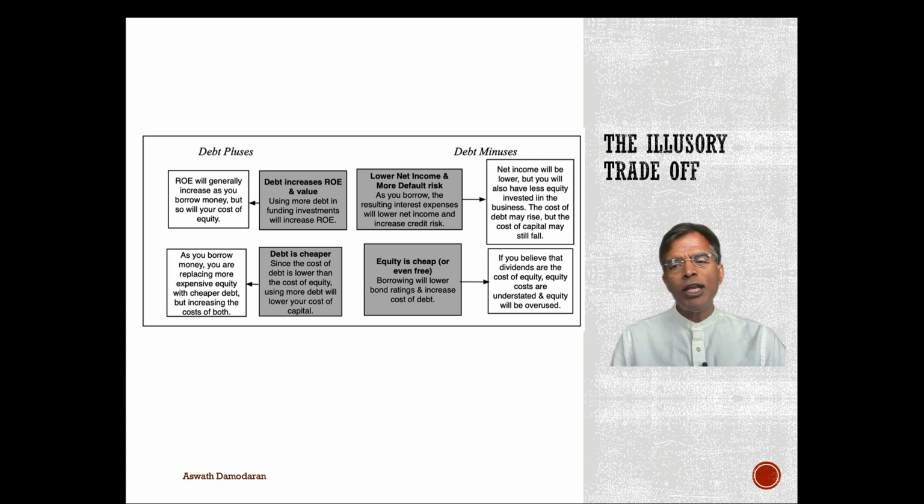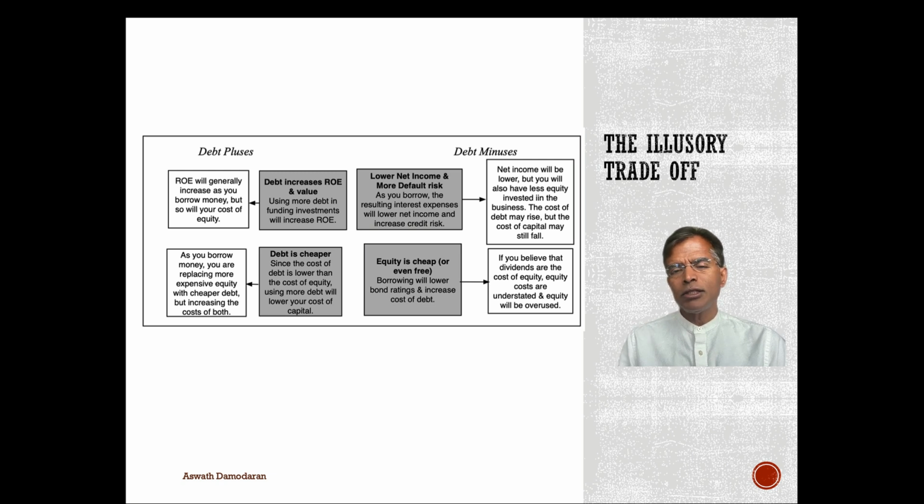In terms of illusory reasons why companies don't borrow money, the first is if you borrow money, you will have lower net income. And of course, that's absolutely true, right? Because you've got to make interest expenses that come out of your income. But remember, you also have much less equity invested in the company. So even though your net income might drop when you borrow money, if you have half the equity invested as before, you might still come out a winner after the process.